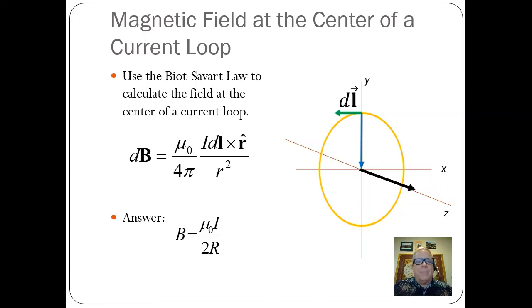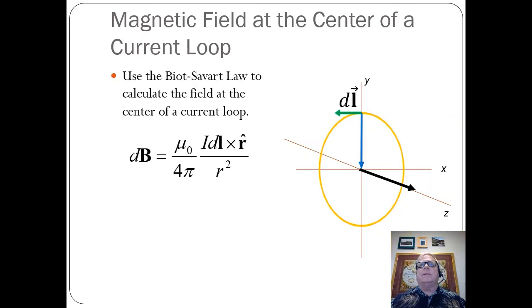times I times 2 pi r over r squared. And if you do the math and cancel out the appropriate things, what you're left with is mu naught I over 2r. So that is the magnetic field in the center of a current loop, and it points outwards away from the plane of the loop.